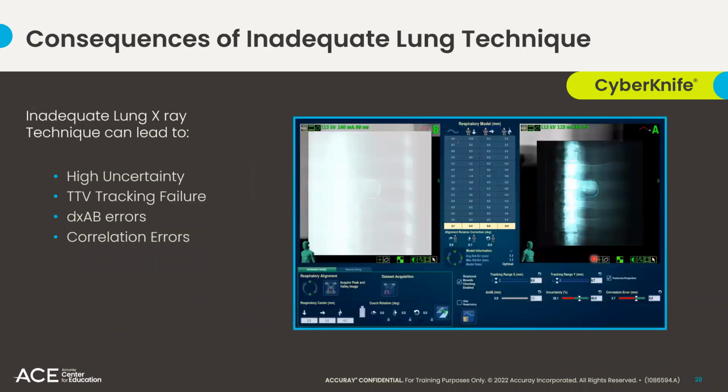Treating with inadequate lung technique can cause uncertainty errors, tracking failure, DXAB errors, and correlation errors. So again, as therapists, we're supervising the system. We need to window and level and ensure that we can see the tumor so that we can verify that we're locking on. If we spend some time really optimizing technique, the system will have much better performance during treatment.